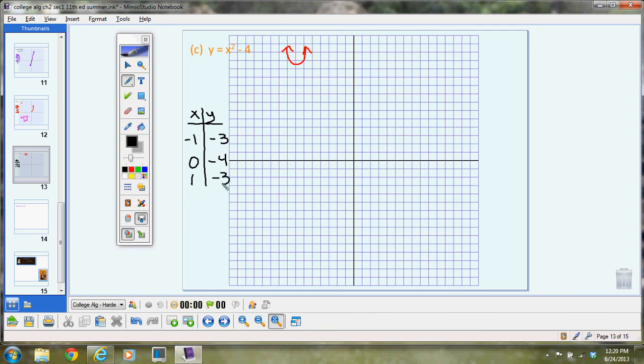Now let's graph these and see if we get a parabola. When x is negative 1, y is negative 3. When x is 0, y is negative 4. When x is 1, y is negative 3. So I do get a parabola. Should look like a U, not a V. And again, you're going to learn more about these later on how to actually graph them, and it makes it a little bit easier when we get to section 6.